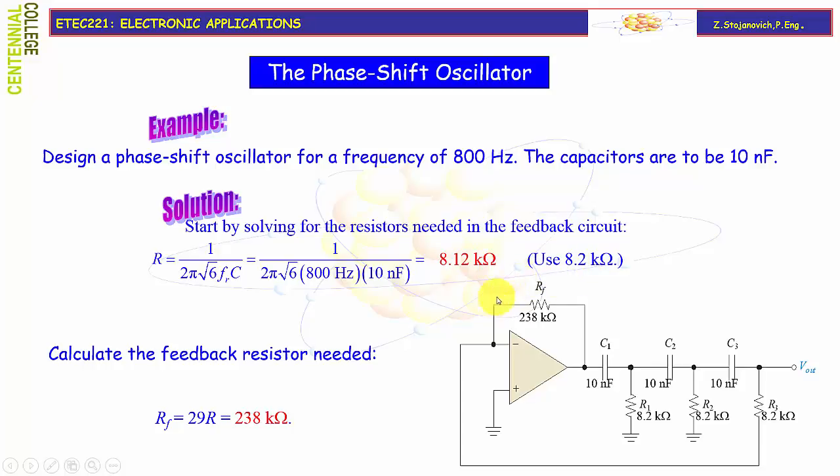Now we can calculate the value of RF in this circuit, knowing that the gain must be equal to negative 29, and in this case RF must be equal to 29R. With R of 8.2 kilo ohms, this will give us 238 kilo ohms. Again, the closest standard value would actually be 240 kilo ohms.